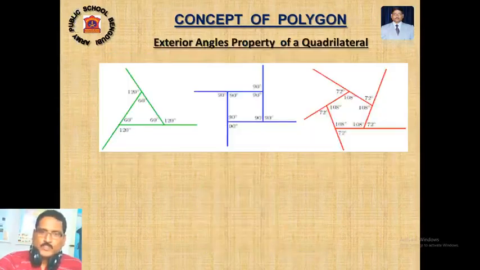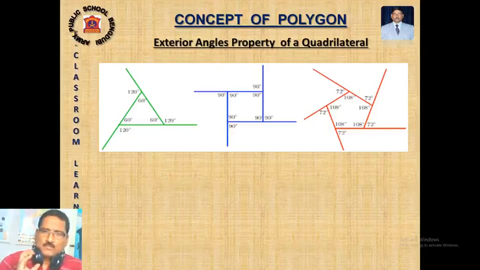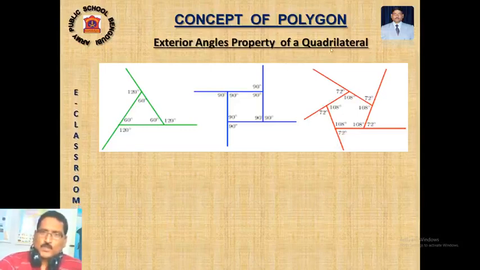Okay. Now coming to the exterior angle property of a polygon. Better is that it should be the exterior angle property of a polygon, but by mistake I have written quadrilateral here. It may be a triangle, a square, a pentagon, or a hexagon. So you treat this part as a polygon.